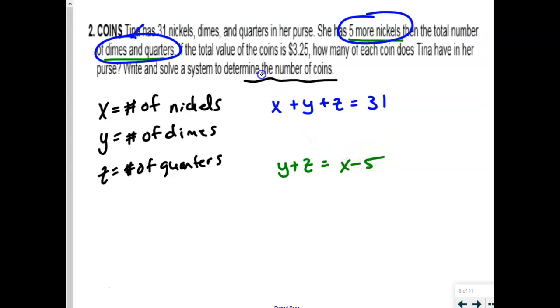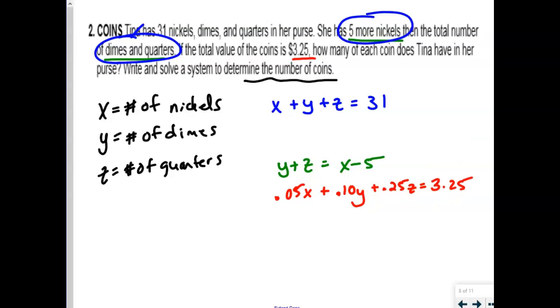We'll come back to some other examples of that in the next couple. But now we need to set up our third statement, which says total value. So remember, nickels are 5 cents, so 0.05x. Dimes would be 10 cents. You don't need the 0. And then quarters would be 25 cents. And it gives you a total of $3.25.